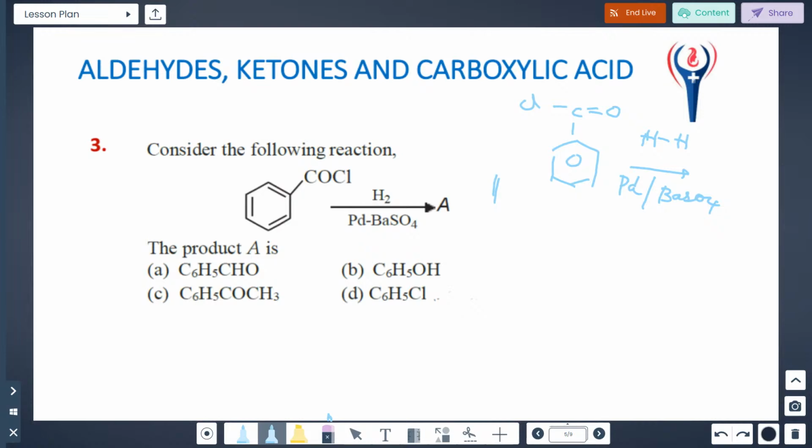So when it undergoes reduction, just imagine, HCl is removed, and in place of chlorine, H will come. So the product will be what? On benzene we have the CHO group. So that's why it's called benzaldehyde. Understood? The product will be like this. Understood? So now C6H5CHO. So the answer is A. Understood? Next one.